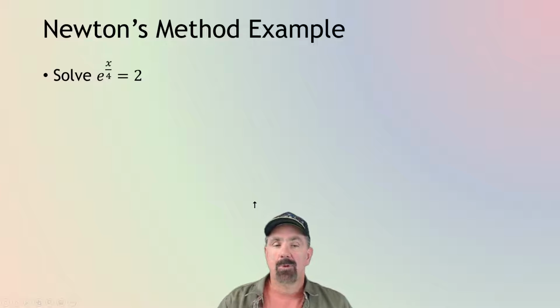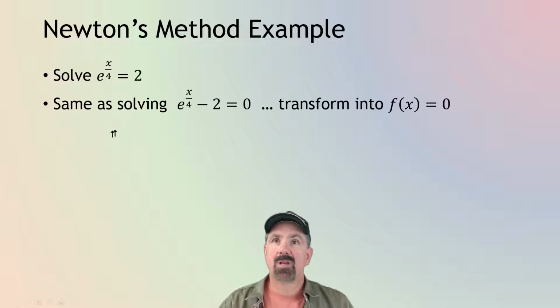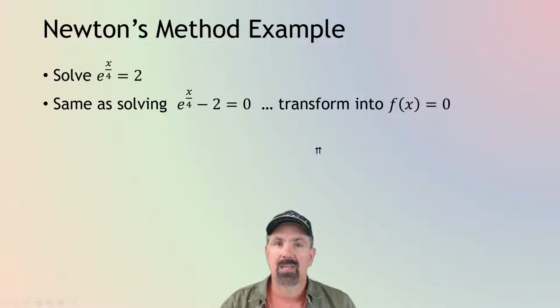Let's take a look at an example. Let's say we wanted to solve e raised to the power of x over 4 equal to 2. So we can do this using Newton's method. We can rewrite this problem, as we can almost all problems, as something equal to 0, and we can now define a function f, which would be this left-hand side here, and just set it equal to 0. In this situation, however, it's not necessary.